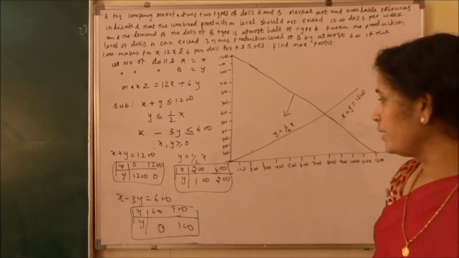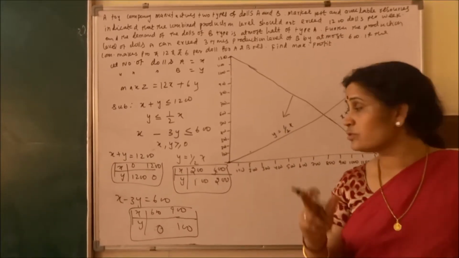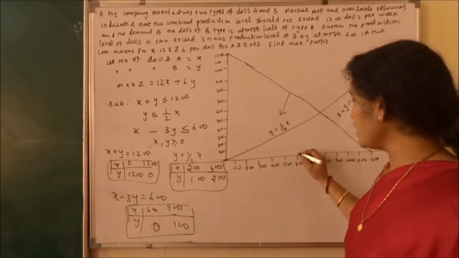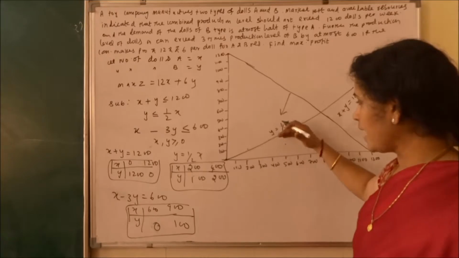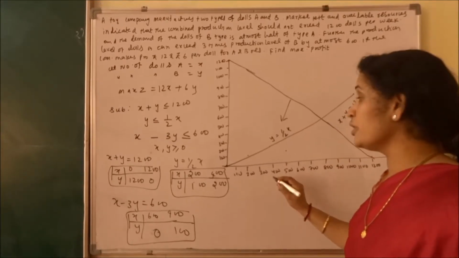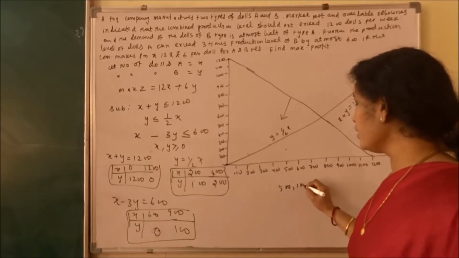One thing keep in your mind. If the line is passing through the origin, then you must check which side to shade. For example, below the line, I am taking a point, say 500, 100, and checking the inequality here. I am taking 500, 100.